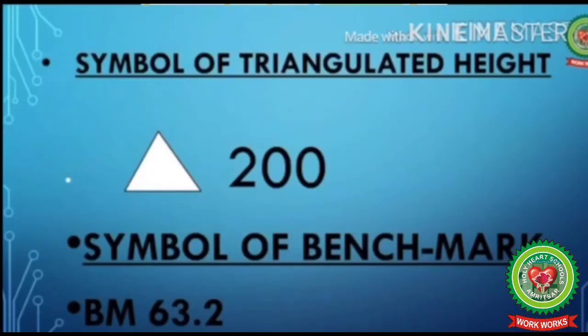Students, next we will discuss the symbol of triangulated height. What is triangulated height? The height of a particular point above the sea level. This height is calculated by triangulation method. It is indicated by a small triangle beside number showing the height. Students, this is the symbol of triangulated height.